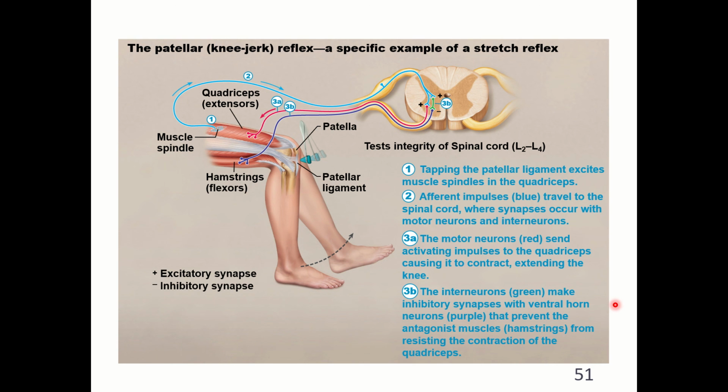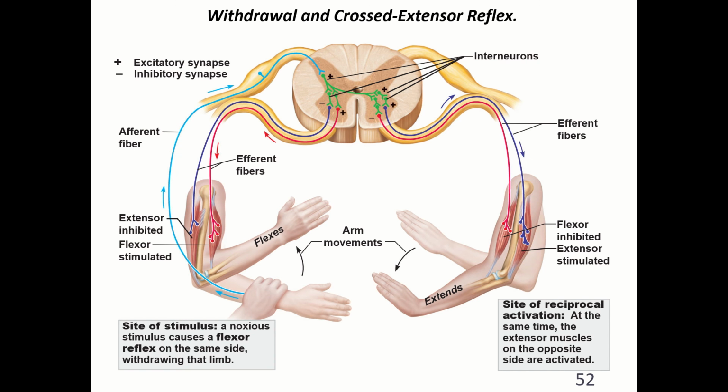So basically, it helps to prevent you from falling down. This is the withdrawal and crossed extensor reflex. We'll begin where the site of the stimulus occurs. A noxious stimulus, which is one that can elicit an intense response, causes a flexor reflex on the same side, withdrawing that limb. Here we see that the flexor will be stimulated and the extensor will be inhibited. So we're stimulating the biceps brachii in this case, and we're inhibiting the triceps brachii.